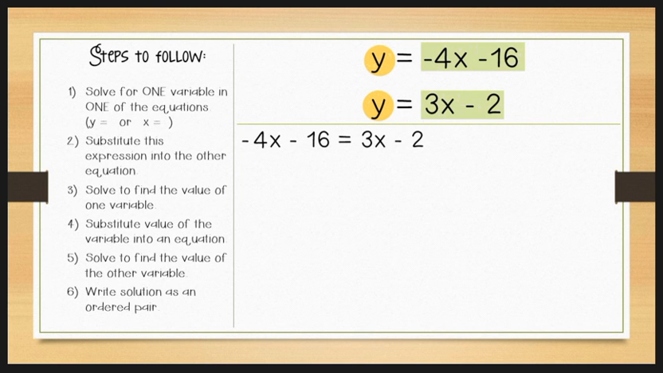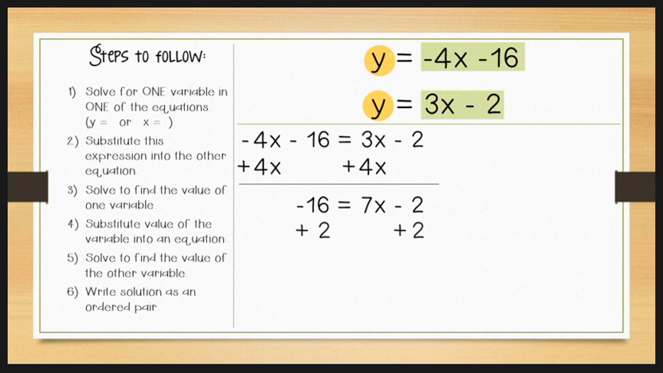So recall here that there are several different steps you could do first. So in this situation, I just added 4x to both sides. So then I have -16 equals 7x minus 2. I'd add 2 to both sides. -14 equals 7x. If we were to divide both sides by 7, then x would equal -2.